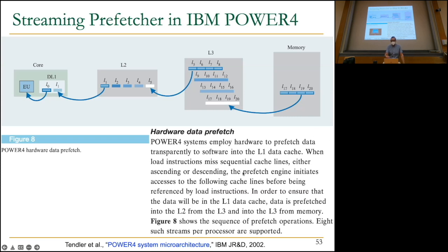And they actually have a nice explanation over here. Maybe I will read it. Power 4 systems employ hardware to prefetch data transparently to software into the L1 data cache. When load instructions miss sequential cache lines, either ascending or descending, so you could go up in the memory space or down in the memory space, the prefetch engine initiates access to the following cache lines before they are referenced by load instructions. In order to ensure that the data will be in the L1 data cache, data is prefetched into the L2 from the L3 and into the L3 from memory.